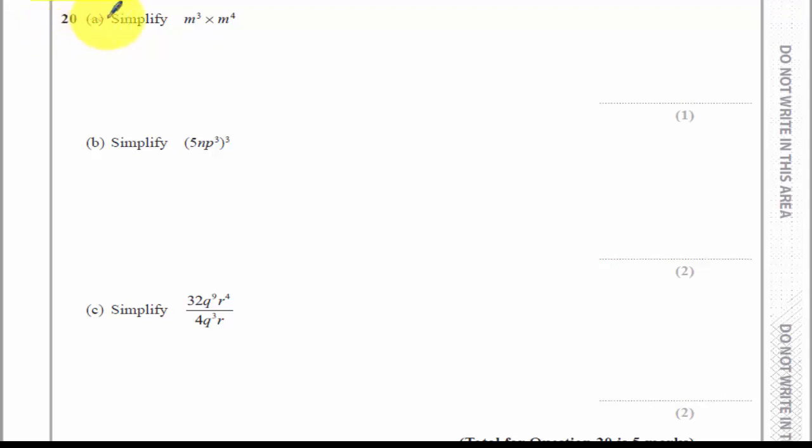Question 20, part A. Simplify m cubed times m to the power 4. One of the rules that you need to know is that when you are multiplying the same letter or number, the indices can simply be added, so 3 plus 4 is 7.